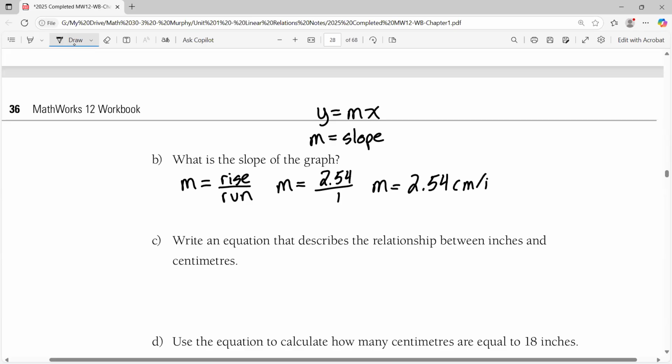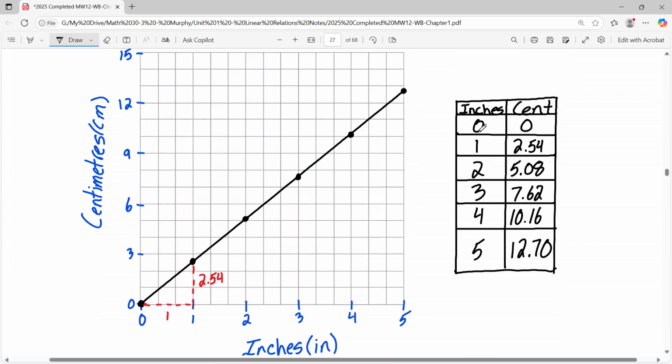centimeters per inch. Okay, another way you could have figured this out without doing any kind of equation is as long as the x's are going up by 1 increment, then the difference between the y values is the slope. So 2.54, 2.54, as long as this is 0, 1, 2, 3, 4, 5, then you can just look here. Okay, so that's kind of a little fast track way to get the slope.